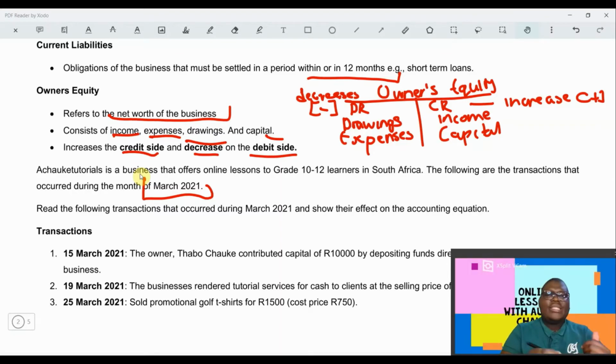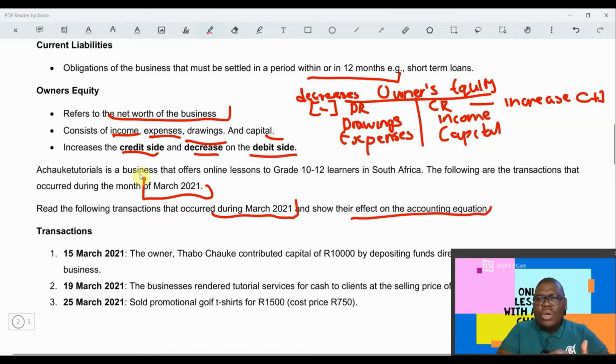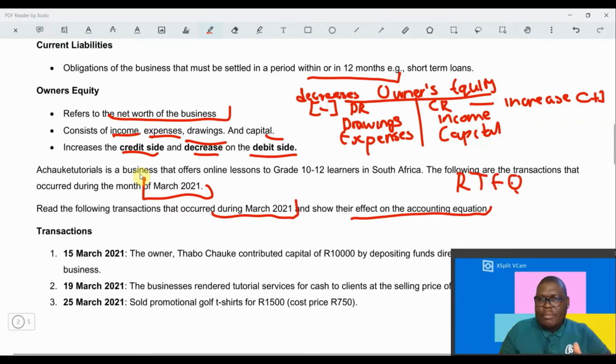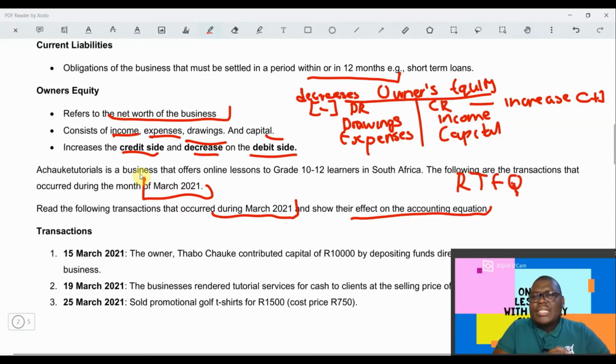And they're saying to read the following transactions that occurred during the month of March 2021 and then show their effects on the accounting equation. So when you deal with such things, just make sure that you read all the questions fully. One of my favorite mentors uses this acronym, RTFQ, read the full question. This is one of the principles that Ashraf Patel likes to emphasize, that when you do a question, you must read the full question.